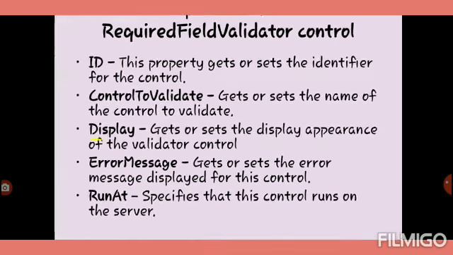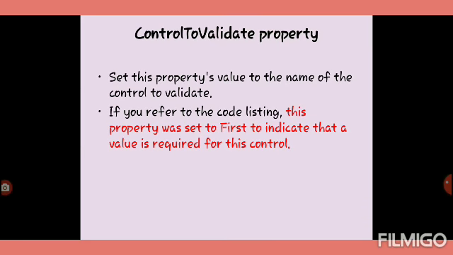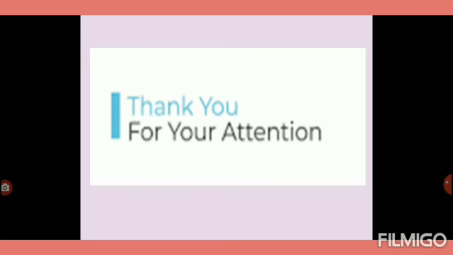About the properties: ID is the identifier of the control, and ControlToValidate is the name of the control that the particular validator controls. Here it controls first. Then Display gets or sets the appearance of the validator control, and ErrorMessage is the error message that we have to display on the execution screen. Then runat has to be always set as server, because it is a server control. We have to set runat server. Right. ControlToValidate is the control the particular validator controls. Okay, and that's all for now.